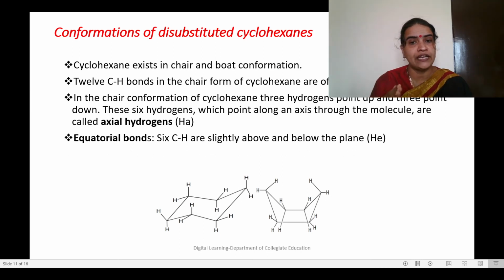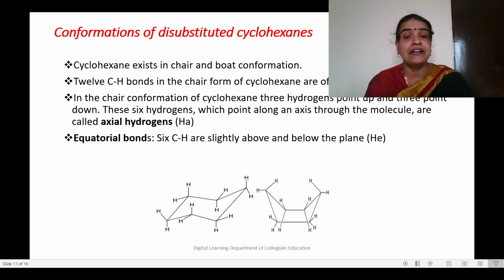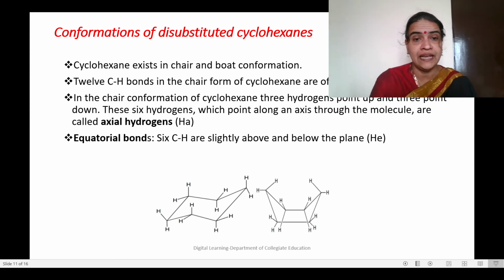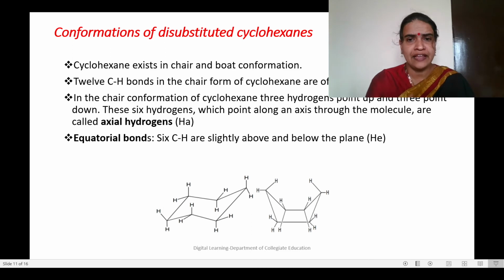Cyclohexane, we know, occurs in chair form as well as boat form. When one substituent is attached to the cyclohexane, what position will it occupy? It can occupy any position, and that position is considered the first position, just like benzene. But when one more substituent is attached, we have to compare it with the first substituent. Before going to that, we should understand how many hydrogen atoms are attached in cyclohexane. There are 12 hydrogen atoms attached.